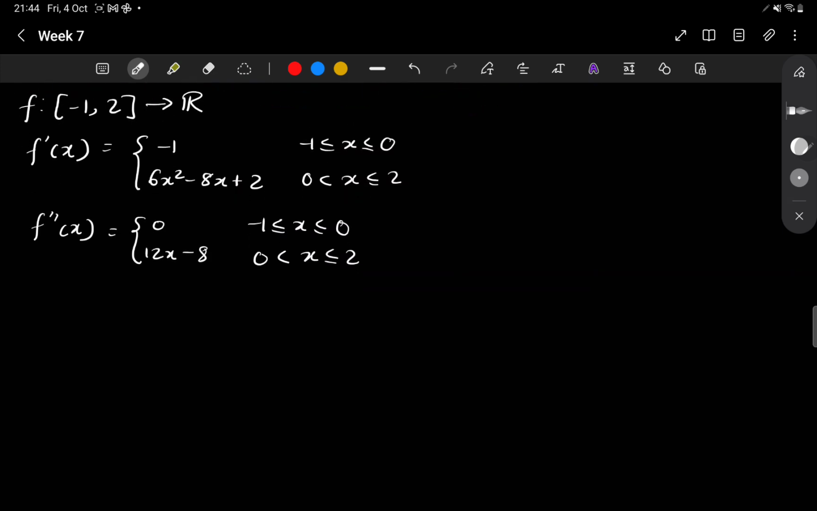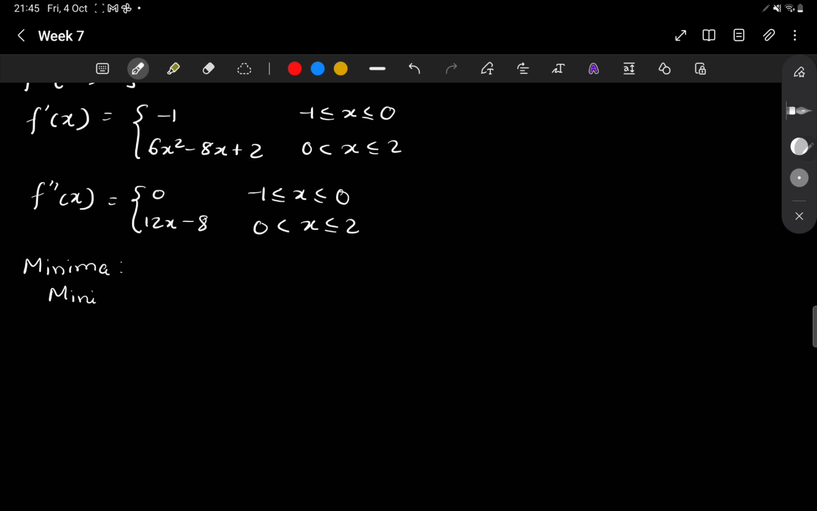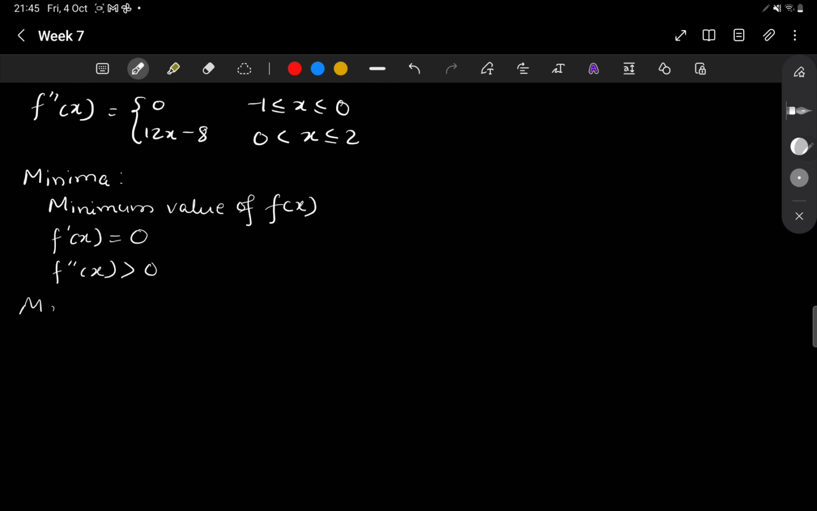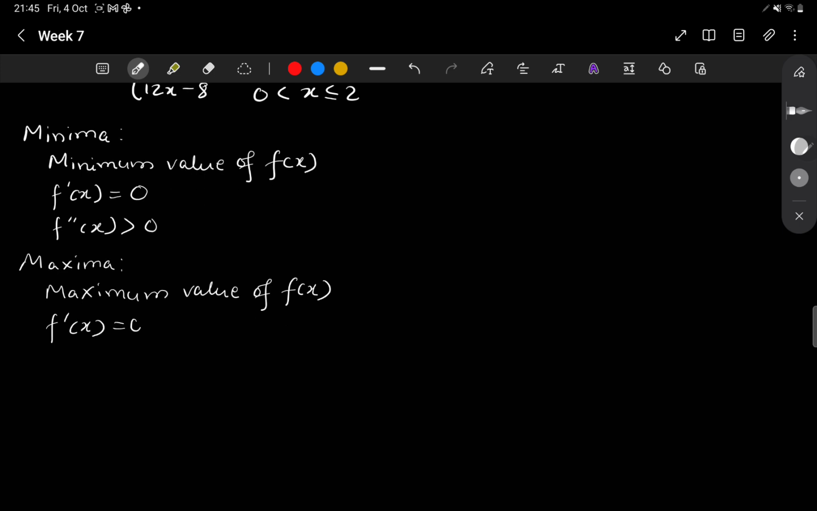Now maxima and minima occur at the following. For minima, the condition is the minimum value of f(x), and for a continuous function it is at f'(x) equals 0, and the double derivative should be positive. For maxima, it is the maximum value of the function, and again f'(x) is 0, but the double derivative is negative.